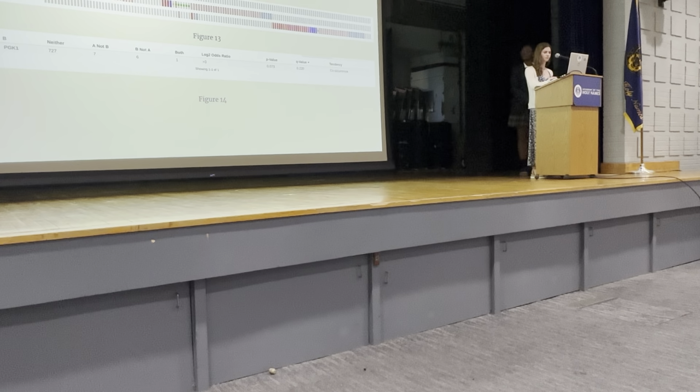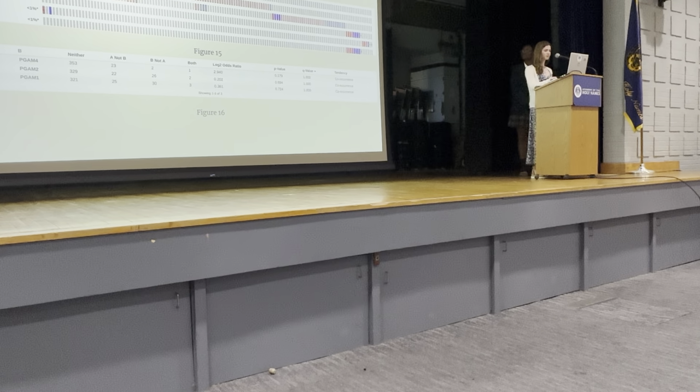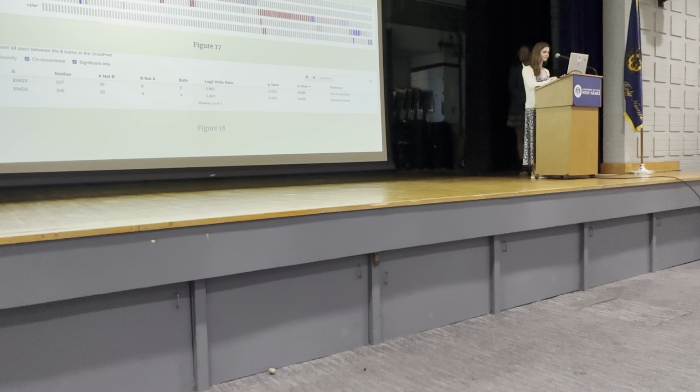Figure 15 shows the oncoprint of BTK, PGAM1, 2, 4, and 5. Although BTK occurs in the same sample as PGAM4, figure 16 shows that there was no significant co-occurrence of these genes because all p and q values exceed 0.05.